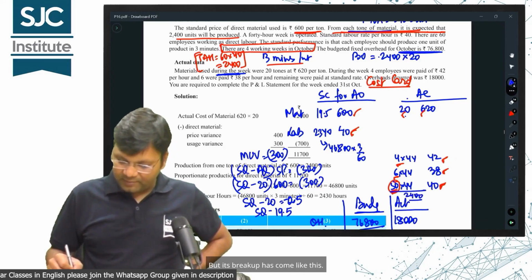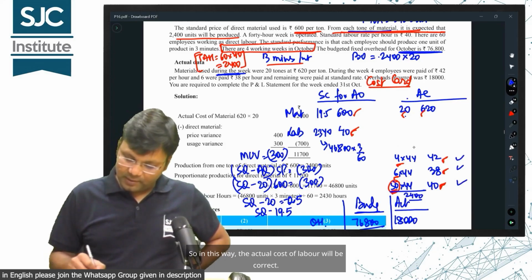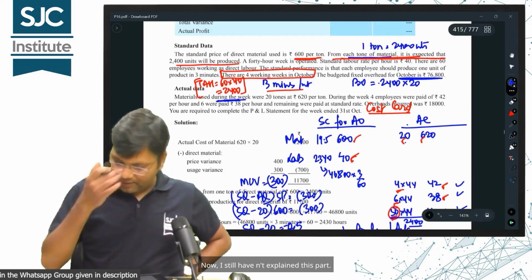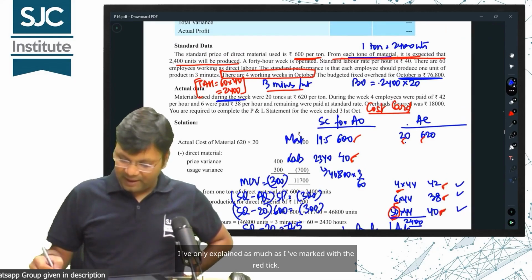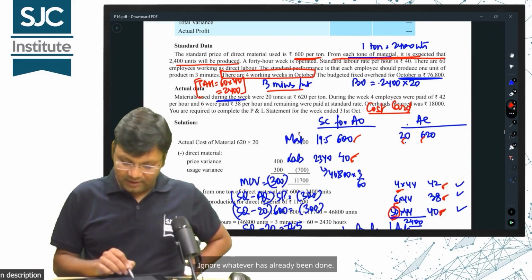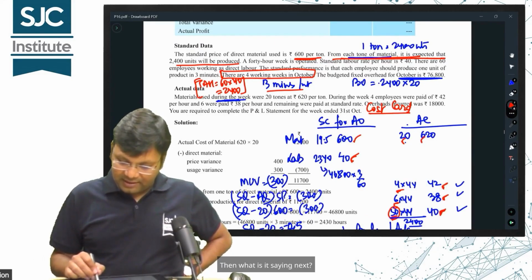But its breakup has come like this. So in this way, the actual cost of labor will be correct. Now, I still haven't explained this part. I've only explained as much as I've marked with the red tick. Ignore whatever has already been done. Then what is it saying next?